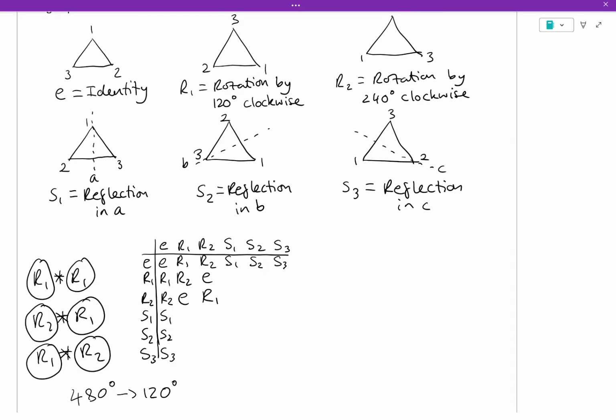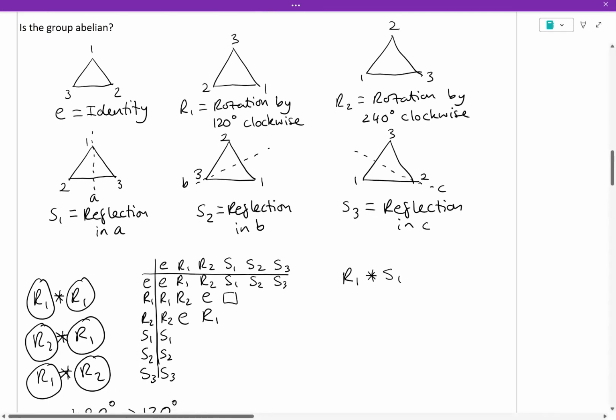Right, so let's move on to some of our reflections next. Let's go for this element here. That is going to be R1 combined with S1. So we're going to do S1 first. So I'm just going to draw a picture of S1 out here just to help us.